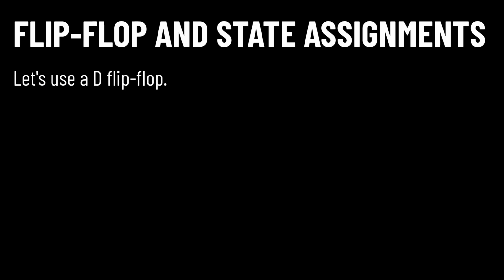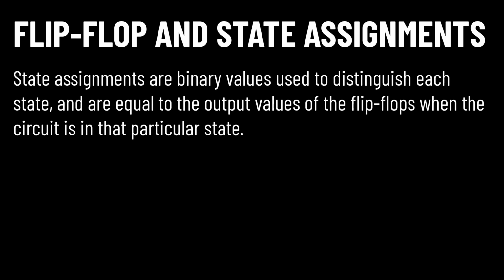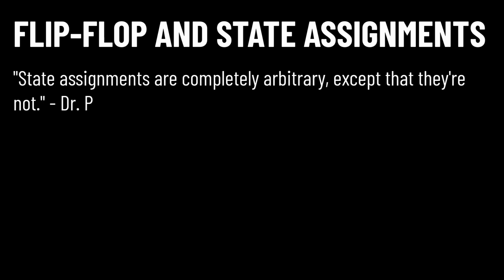Let's use a D flip-flop for this example. The state assignments are binary values that we give to each state so that we can represent them as binary numbers. We can't do Boolean algebra with alphanumeric state names, but we can do it with binary values. I like to say that state assignments are arbitrary, but they're also not.